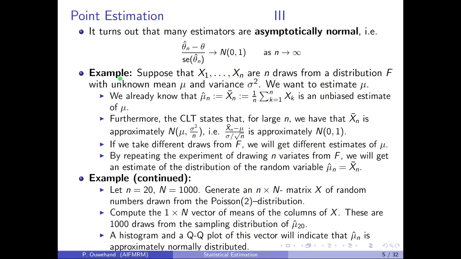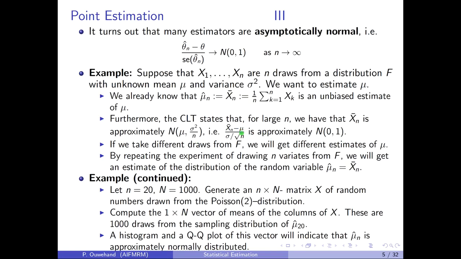Let's look at an example. Suppose that we have x1, x2 up to xn, and that these are draws from a distribution f with an unknown mean mu and an unknown variance sigma squared. And suppose that we want to estimate mu. We already know that the sample mean, denoted here by mu hat n, which is just x bar n, and is defined to be the average of the values of the sample points, is an unbiased estimate of mu. Furthermore, the central limit theorem states that for large n, x bar n is approximately normally distributed with mean mu and variance sigma squared over n. In other words, x bar n minus mu divided by sigma over the square root of n is approximately standard normal.